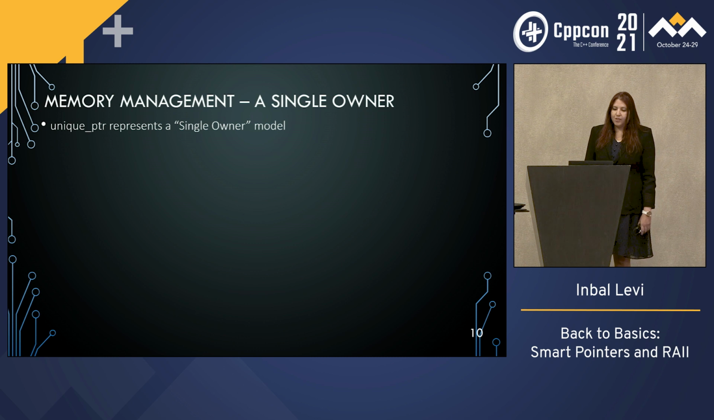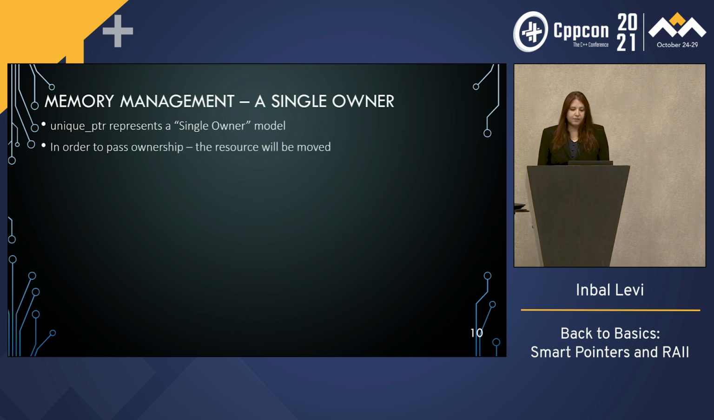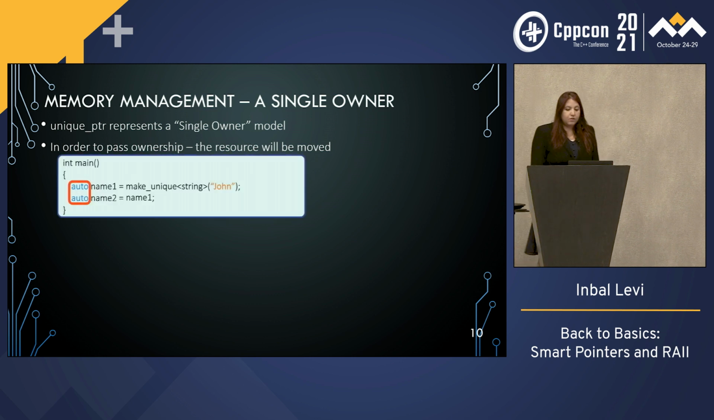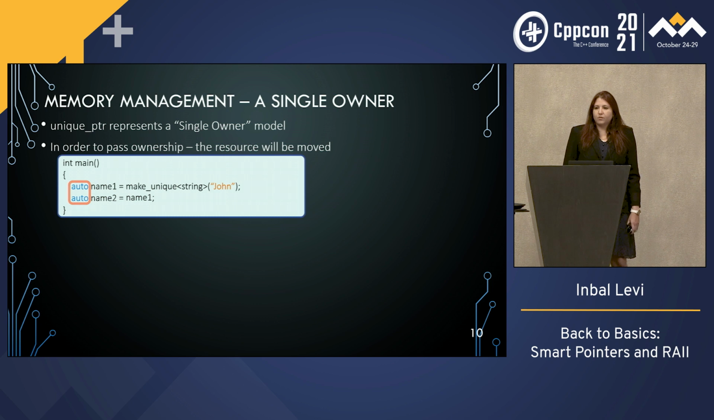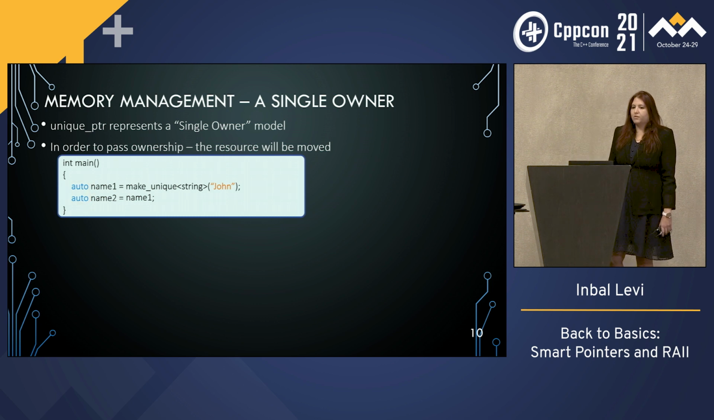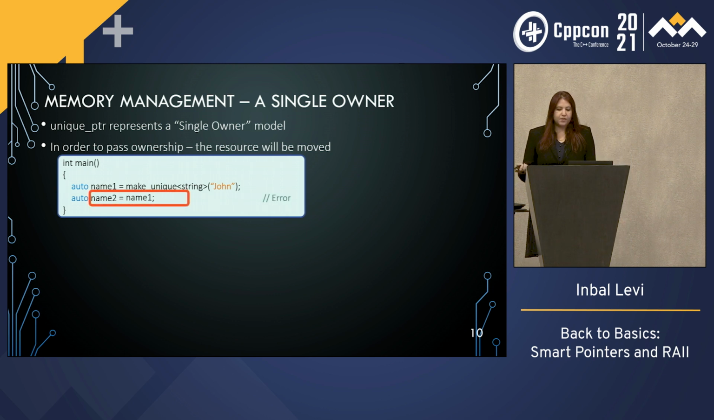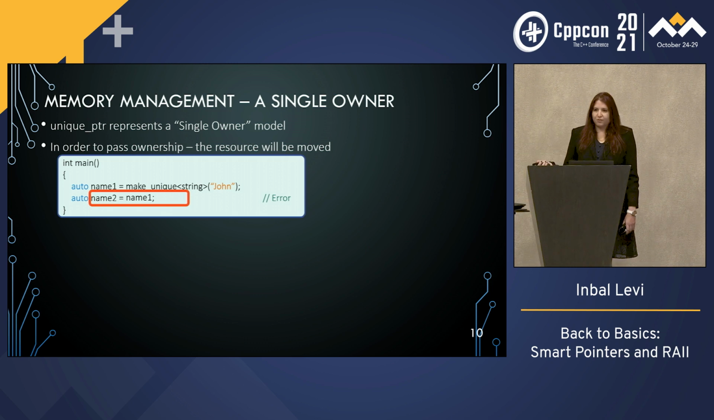So as I mentioned, unique PTR represents a single owner. In order to pass ownership, the resource will have to be moved. I just wanted to demonstrate here that we can also use auto, and you'll see later why auto is better, specifically in those contexts of ownership. And here we have a unique PTR that wraps a string and allocates the value. The value of the string is John.